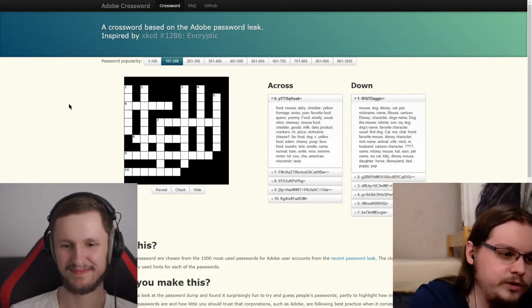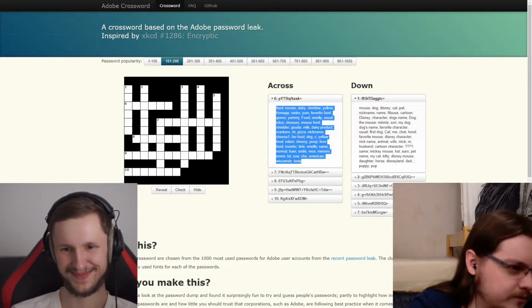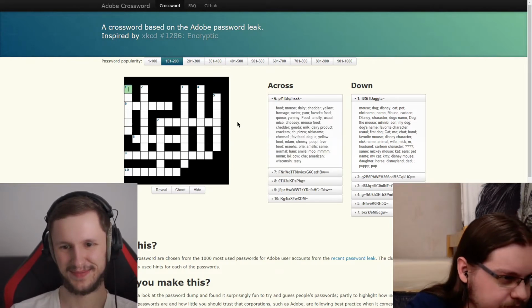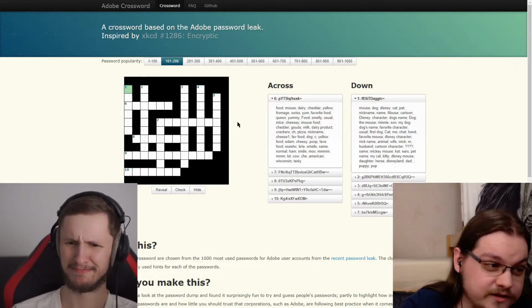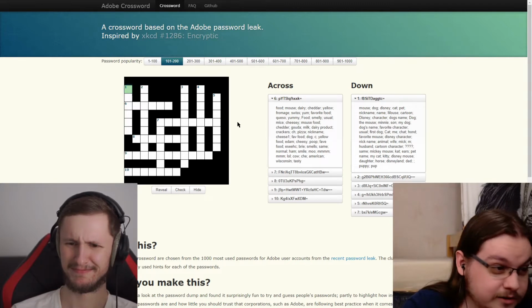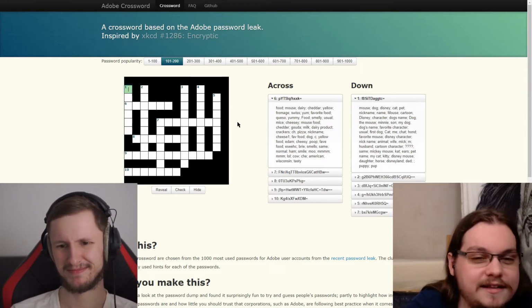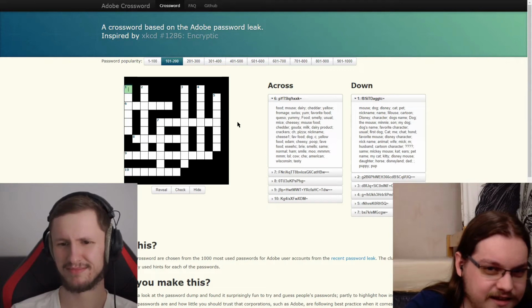But we are now trying to figure out what these things are. So: food, mouse, dairy, cheddar, Mickey, yellow, probably. Fromage, Swiss, yum, fair food, queso, yummy, food, smelly, usual, mice, cheesy, mouse, food. I mean, it's cheese, right?